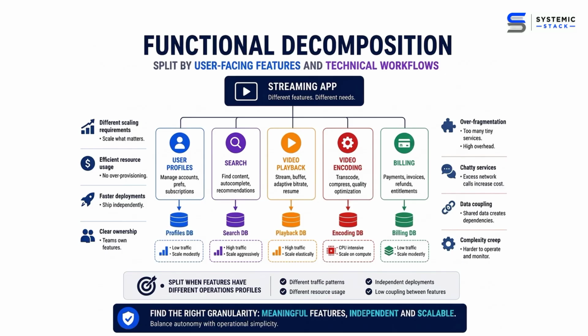It works by identifying distinct user-facing actions or technical workflows that can stand on their own. For example, in a streaming app, user profiles and video encoding are functionally very different. What matters here is that these different features often have very different scaling needs. You might need to scale your search feature to handle thousands of requests per second, while your account settings feature stays relatively quiet.